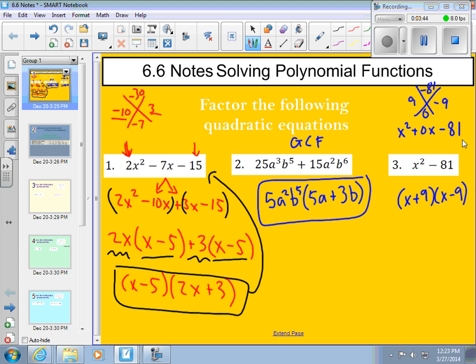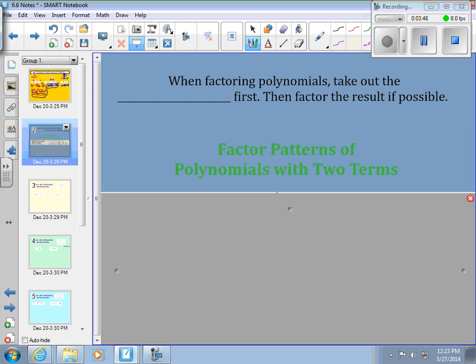All right, so in general, whenever you're doing factoring, always take out the greatest common factor first, if there is one.